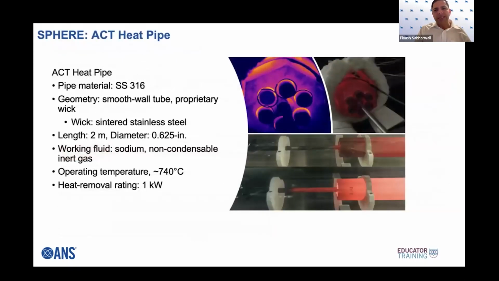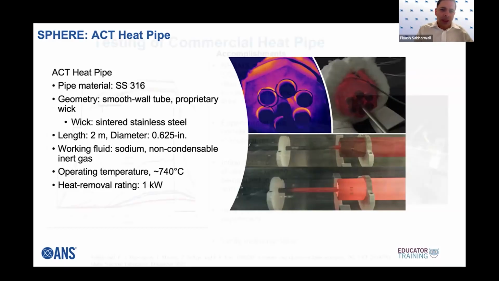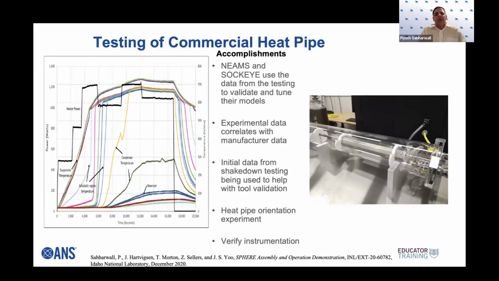So we tested the heat pipe, which was part of ACT. We started with 1 kilowatt, operating temperature 70 degrees Celsius. As you can see, at those temperatures, things glow. So that's the picture that you're going to see on the right. And we are able to produce results.